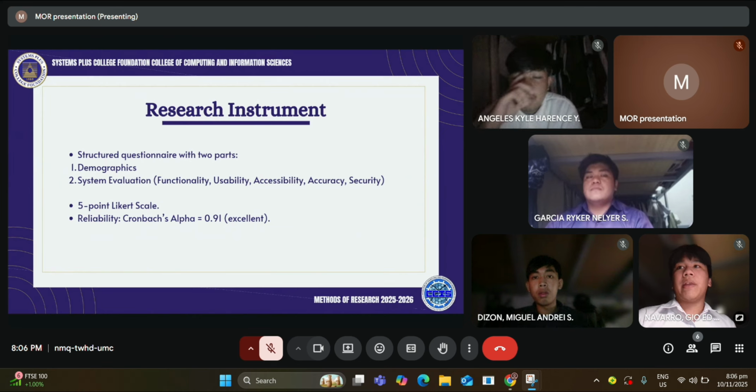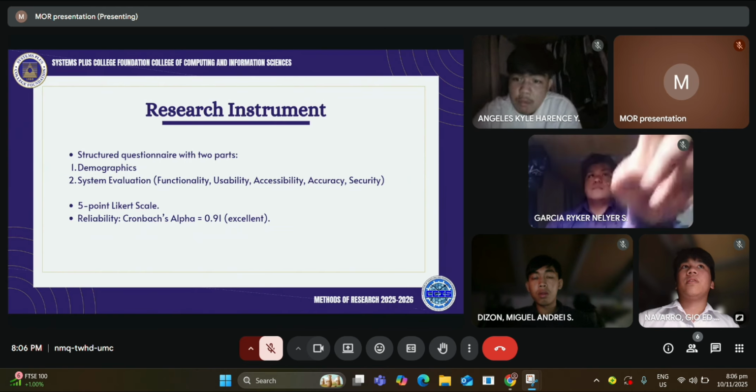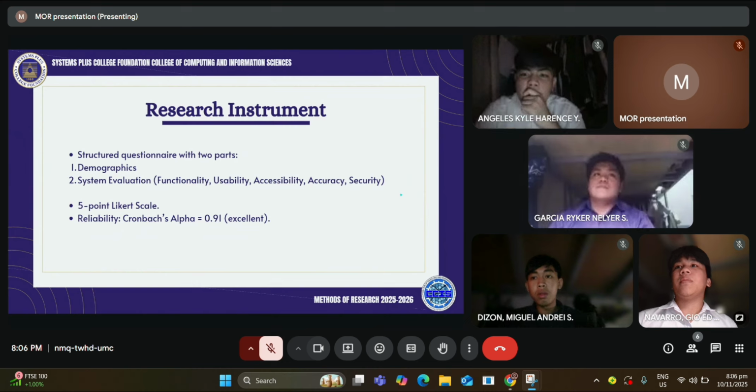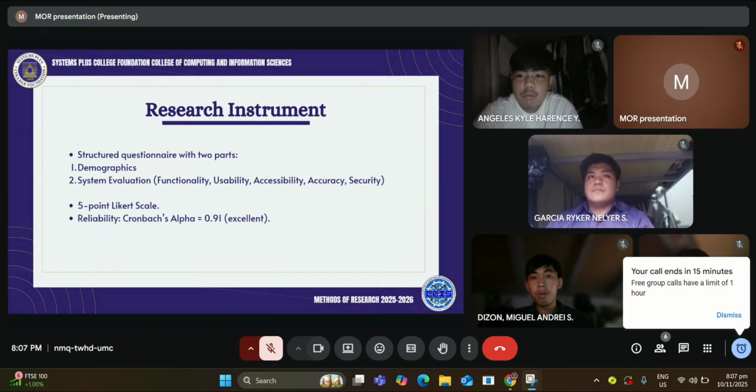Research instrument. Structured questionnaires with two parts. One is demographics. The second is system evaluation, like what I've said: functionality, usability, accessibility, accuracy, and security. It uses a 5-point Likert scale, and reliability, Cronbach's alpha, is equal to 0.9, which is excellent.